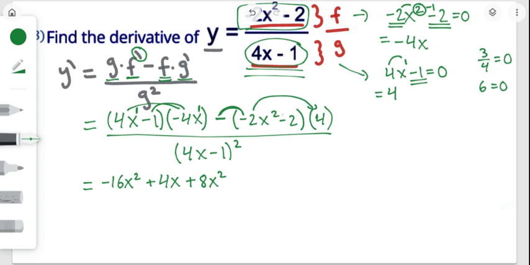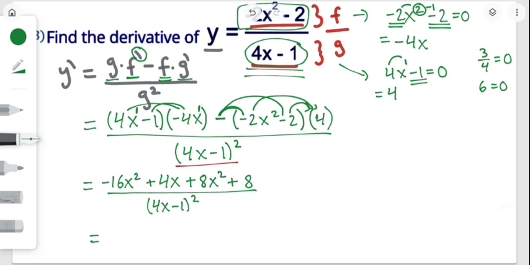The same here as well. Negative 2 times negative gives a positive product, then 2 times 4 gives you 8 over this term right here, and the denominator is always going to be the same. We're just going to keep it the same until we find the answer. So it's unchangeable. 4x minus 1 to the power of 2.